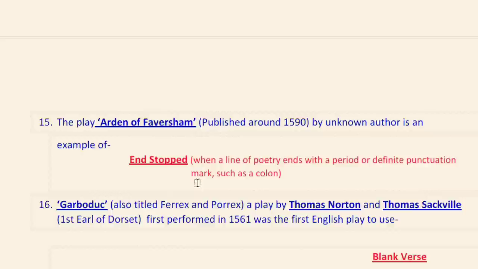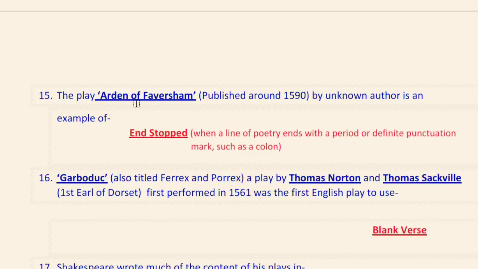Let's see question number 15. The play Arden of Feversham, published around 1590 by an unknown author, is an example of. The answer is end stopped. So what's end stopped? When a line of poetry ends with a period or a definite punctuation mark such as a colon, it's called end stopped. Question number 16. Gorboduc, also titled Ferrex and Porrex, a play by Thomas Norton and Thomas Sackville, first Earl of Dorset, first performed in 1561, was the first English play to use. The answer is blank verse.